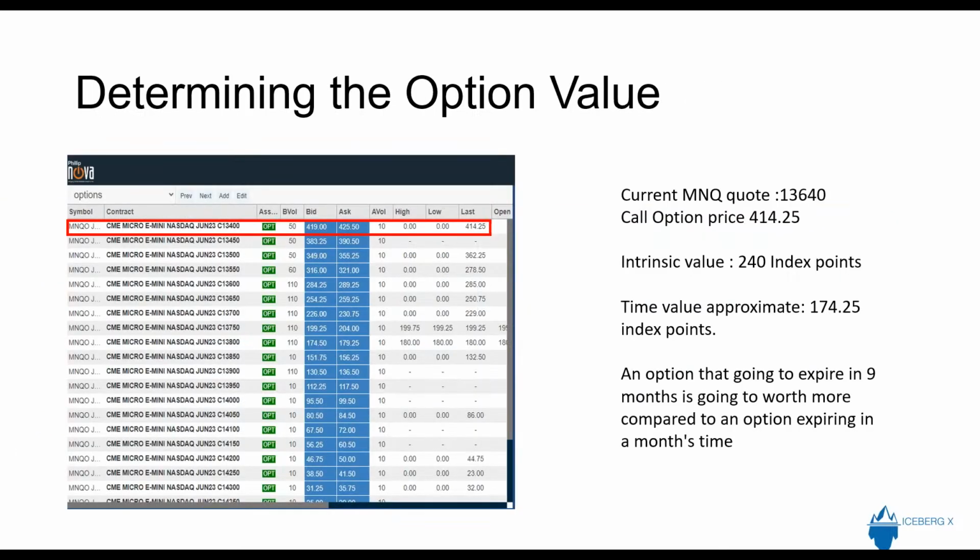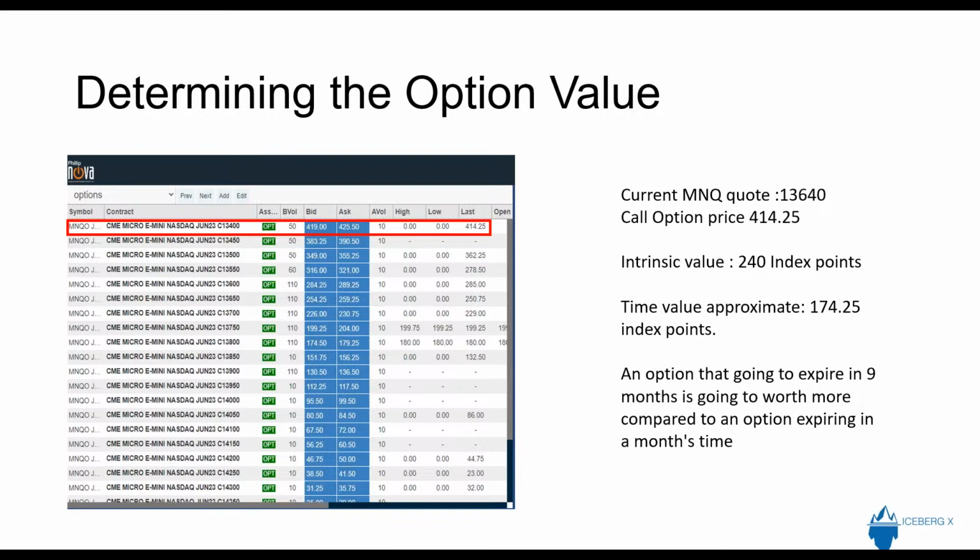So now, again, just another example on how to calculate the option value. Keep in mind, let's say the market is at 13,640, and you are looking at a call strike price of 13,400, so you can do your maths there. If the option price is 414, the intrinsic value itself is close to about 240 index points. So again, the time value is about 174.